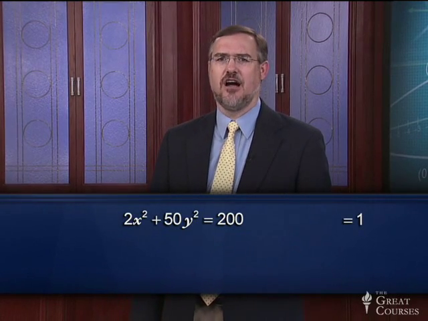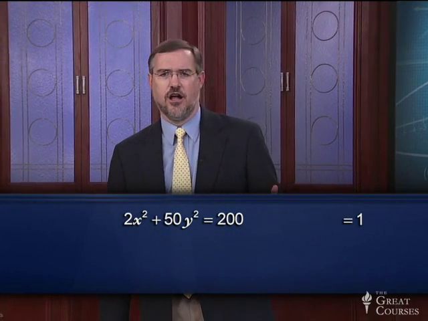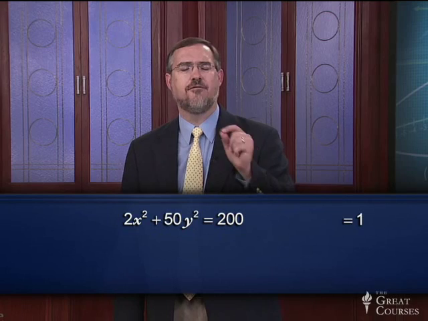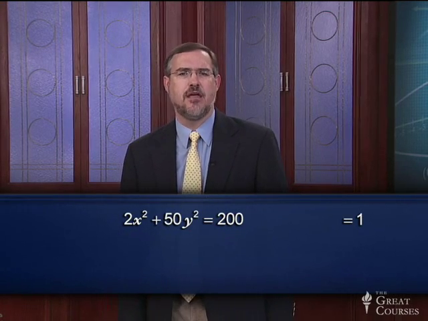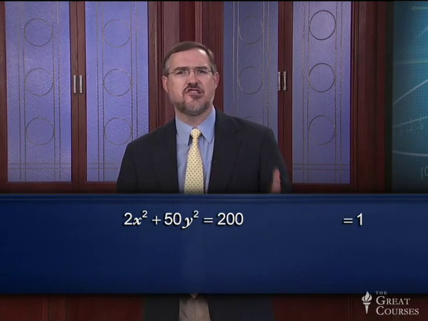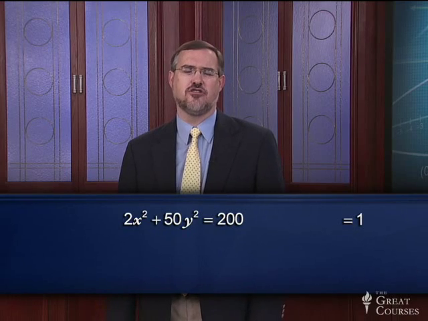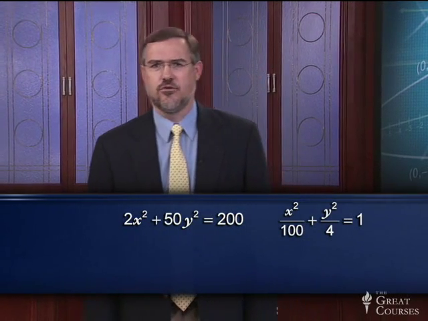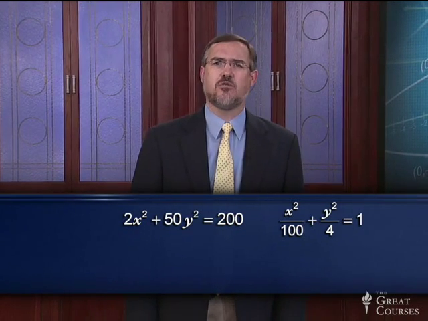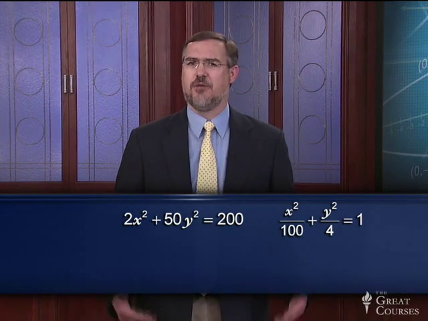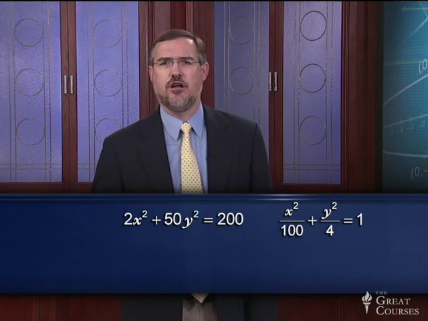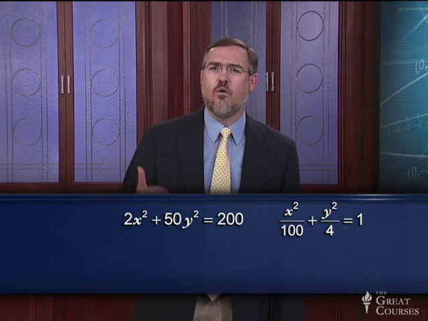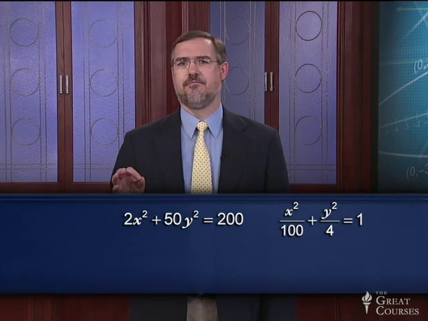The right-hand side is simply going to be a 1, which is what we want if we want this to be in standard form. The left-hand side, after we simplify both of the fractions, is going to be x² divided by 100 plus y² divided by 4. So my equation is going to be x²/100 + y²/4 = 1.